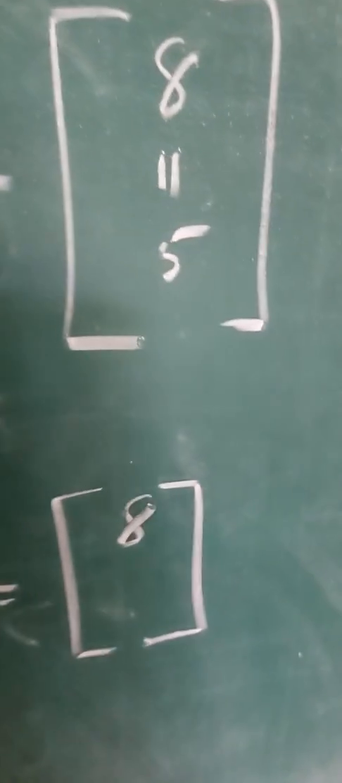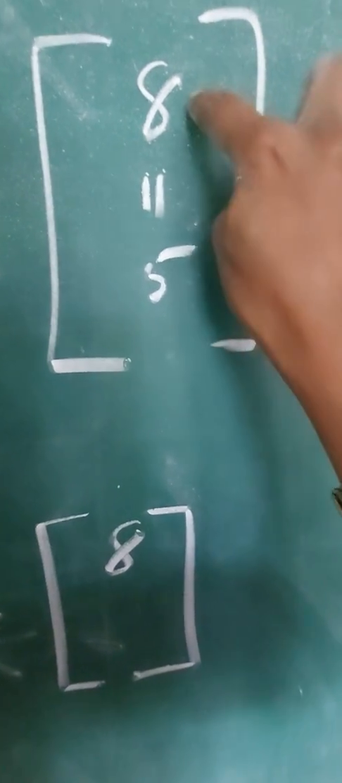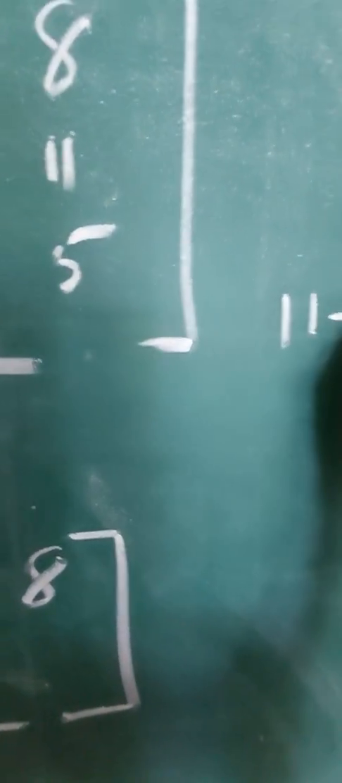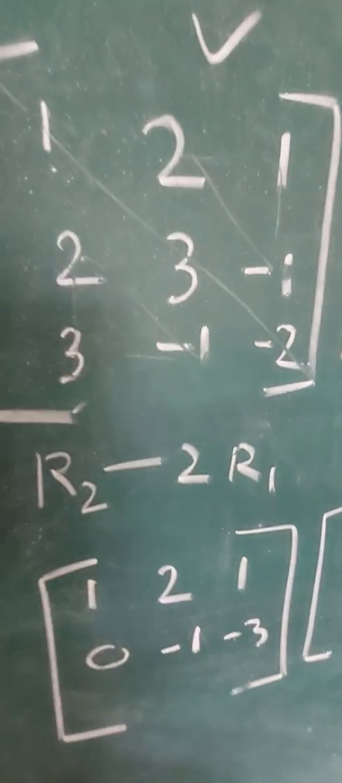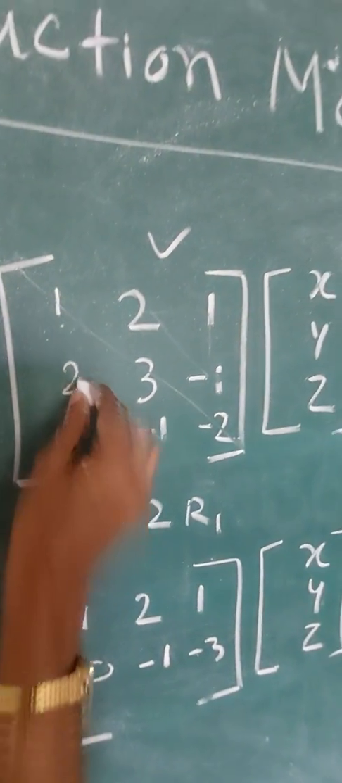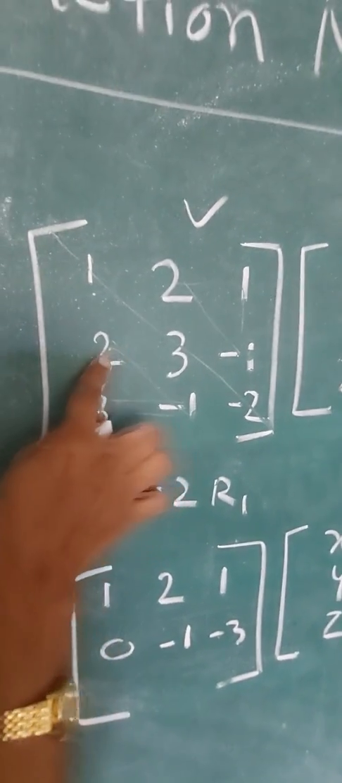Same changes we have to do here also. R2 minus 2R1. 11 minus 2 into 8. 11 minus 16, minus 5. So, here R2 will be minus 5. So, out of this triangle, this point we made 0.